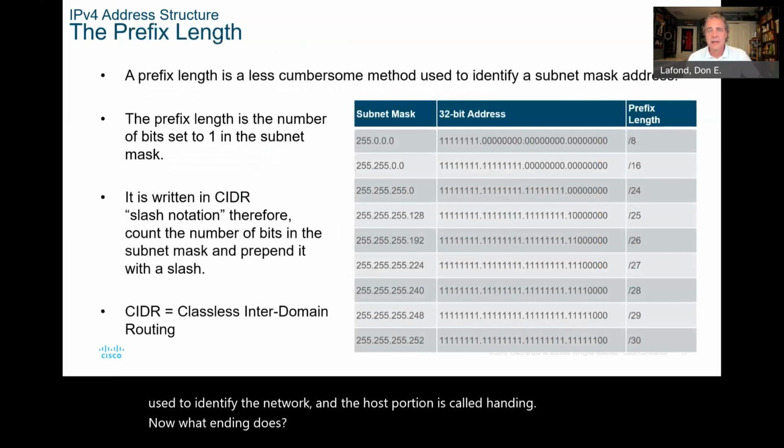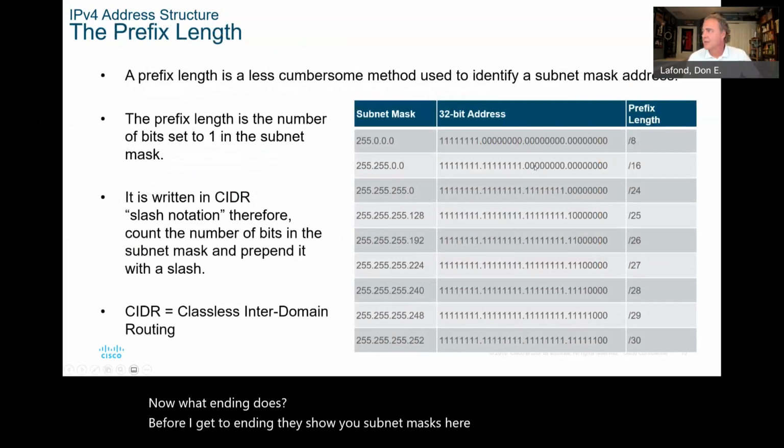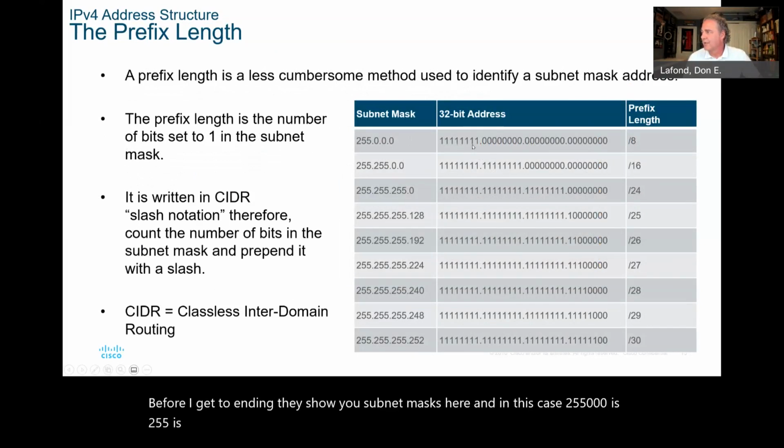before I get to ANDing, they show you subnet masks here. And in this case, 255.0.0.0, 255 is all 8 bits, so I mean all 1s. So all 1s in the first 8 bits or octet, and then zeros for the rest. It's /8 in CIDR notation.